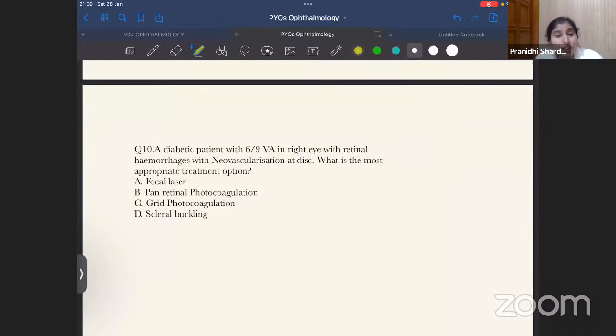Now, a diabetic patient with 6/9 visual acuity in the right eye with retinal hemorrhages and neovascularization at the disc.